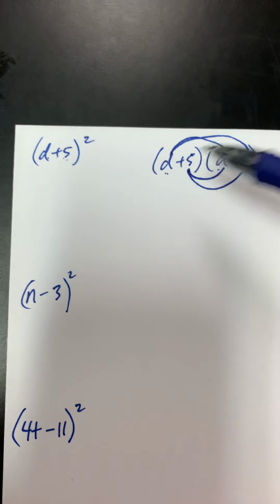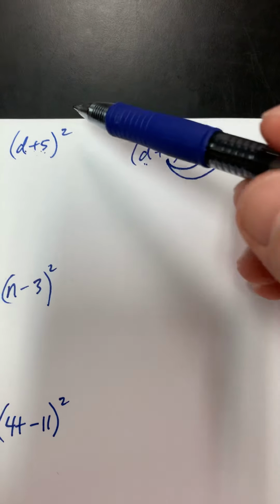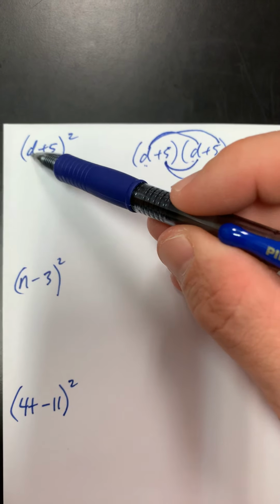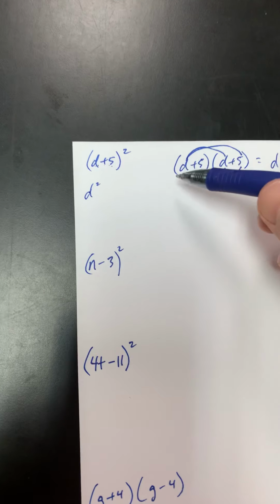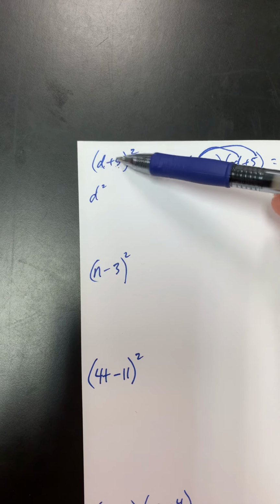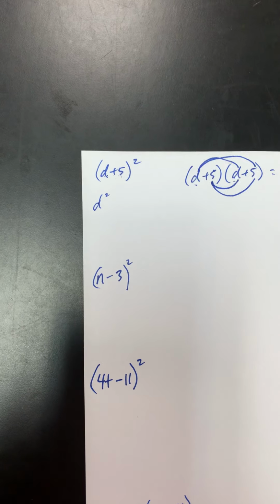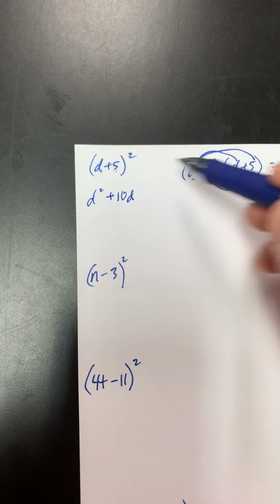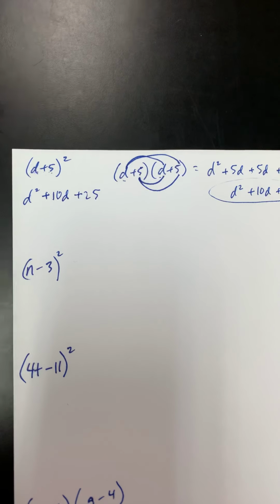Now the other way you can do this kind of problem, and this works when both binomials have the same sign, you can do it a different way. You can just think: square the first term, so that's d squared. Then we're going to multiply the two terms by each other. So d times 5 gives me 5d, and then we're going to double that. So 5d times 2 gives me 10d. And then we square the last term, 5 squared. And you get the same thing.